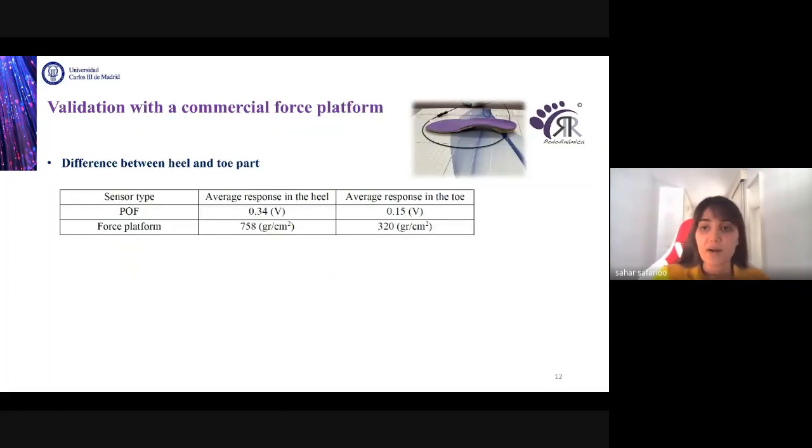In the next experiment, we validated the PUF response with a commercial force platform in a podiatry clinic. Firstly, we compared the response of sensors at toe and heel part of the insole by measuring the response of each at the same time. The second row here in this table shows the PUF response in voltage, and the third row shows the platform response in gram per cubic centimeters. The difference between heel and toe part is 55.9% according to the PUF response, and the same parameter is equal to 57.8% according to the force platform result.